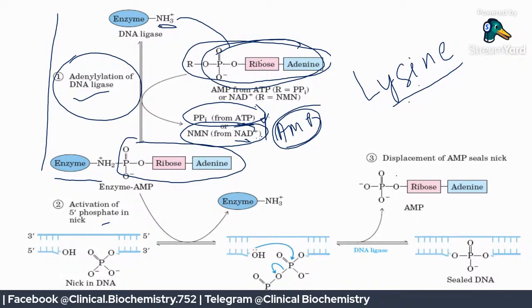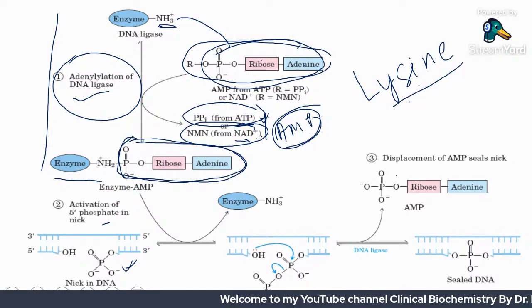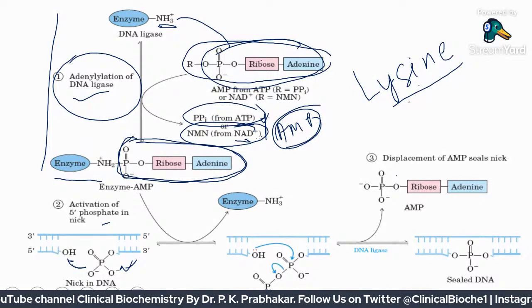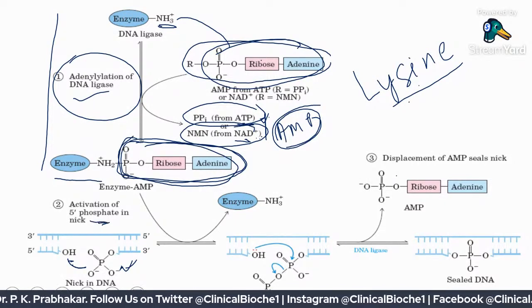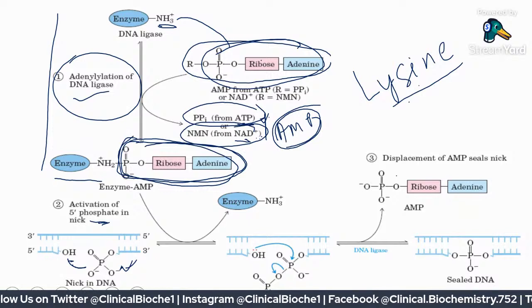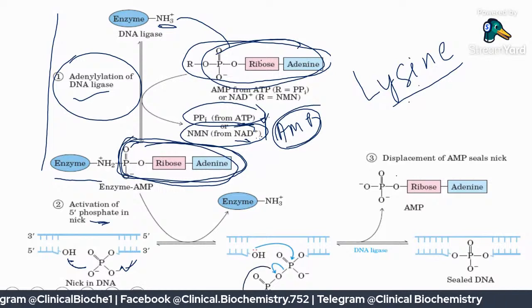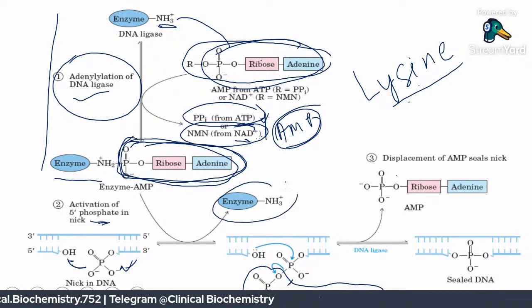Okay. In the second step, this AMP portion from the enzyme needs to be transferred to this phosphate. I am going to join these two molecules. This hydrogen OH and this phosphate need to be joined. So this phosphate will take this AMP portion. So in the second step, the phosphate at the nick, meaning the gap, will be activated. This AMP you can see here is the AMP molecule which has been transferred to this phosphate, and the enzyme is free.